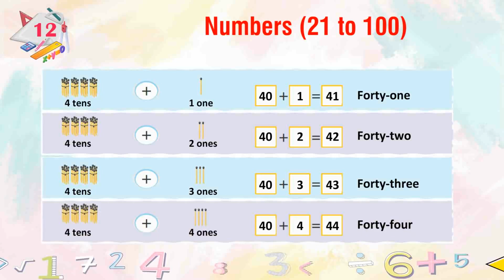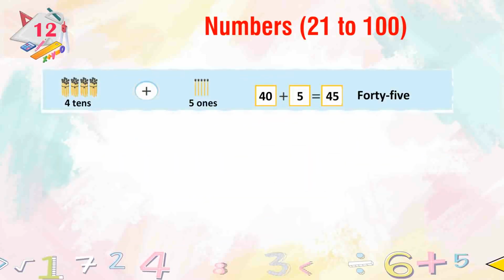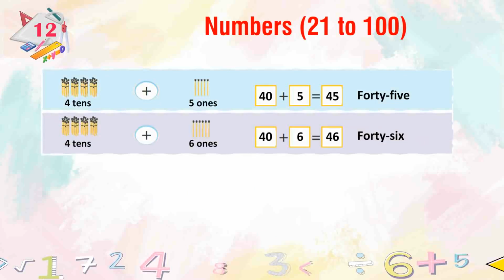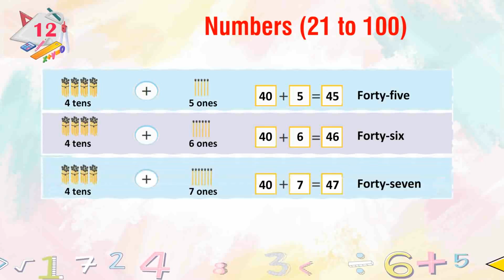4 tens plus 4 ones, 40 plus 4 is equal to 44. 4 tens plus 5 ones, 40 plus 5 is equal to 45. 4 tens plus 6 ones, 40 plus 6 is equal to 46. 4 tens plus 7 ones, 40 plus 7 is equal to 47.